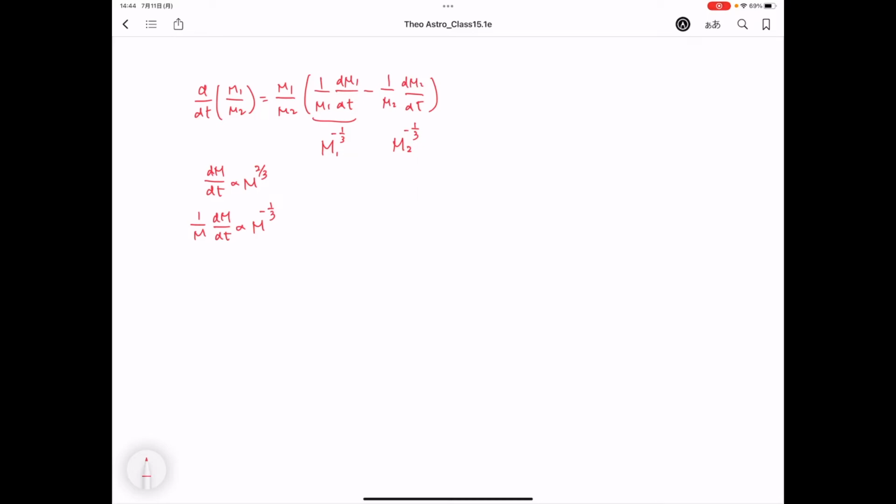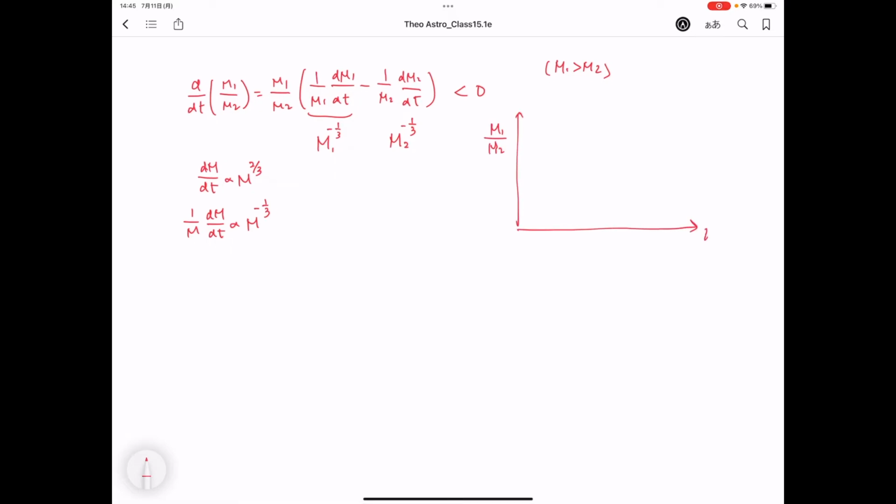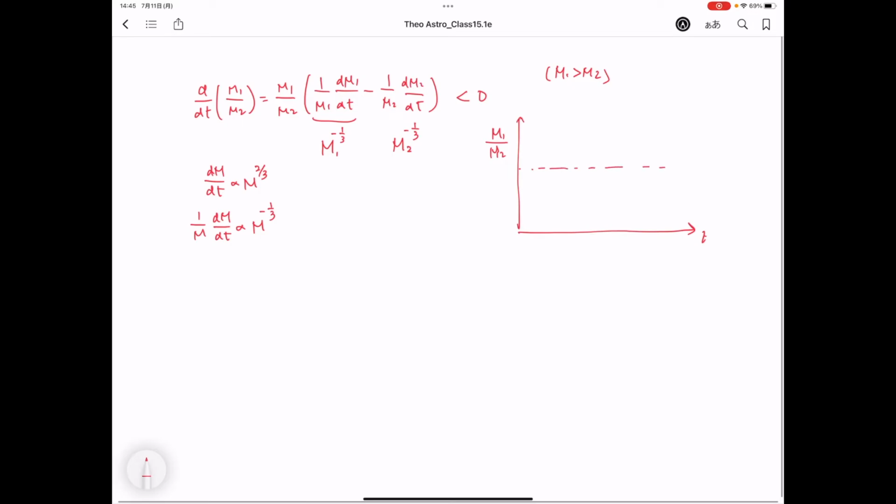Now we consider that M sub 1 is larger than M sub 2. So in this case, this becomes a negative quantity. Take M sub 1 over M sub 2 on the vertical axis and time on the horizontal axis. So this is the point of 1. Even if you start from a larger value, this ratio is decreasing and approaches 1. The difference of the masses of the protoplanets is decreasing with time.